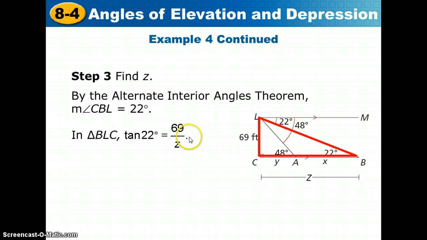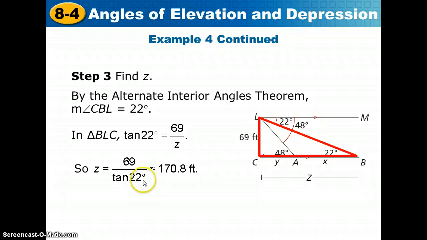Once again, to solve this for z, you first multiply both sides by z. So z tangent of 22 would equal 69. And then divide both sides by tangent of 22. So z is 69 divided by the tangent of 22, which is about 170.8 feet. I'll let you take a minute or two to get caught up with this if you need more time.